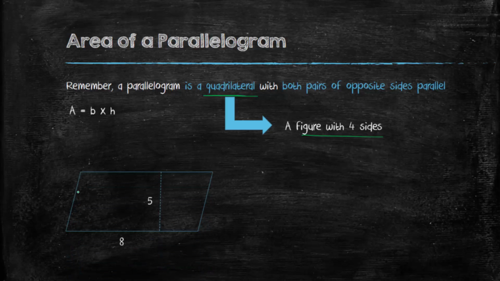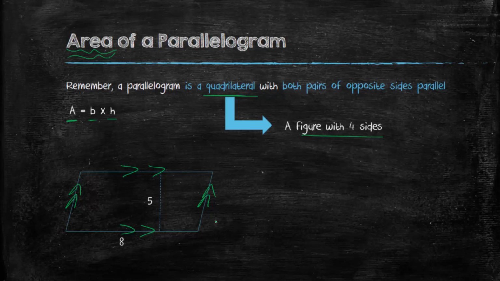Now, we've got a parallelogram right here. That means this side and this side are parallel, and this side and this side are parallel. That's all that means. Okay, so now that we know what a parallelogram is, we gotta figure out the area of a parallelogram. So the formula for the area of a parallelogram is very simple. Area equals base times height.